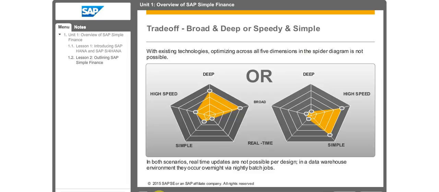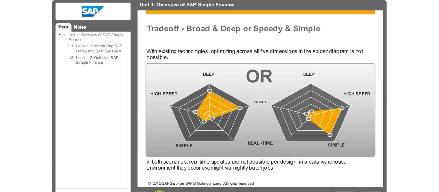With the classic system architecture, you have to make a trade-off, either going for a broad and deep analysis or speedy and simple reporting. With existing technologies, optimizing across the 5 dimensions shown in the spider diagram is not possible. Therefore, you can make the decision of going deep and broad with your business warehouse systems or have high speed but simple reports from your data.